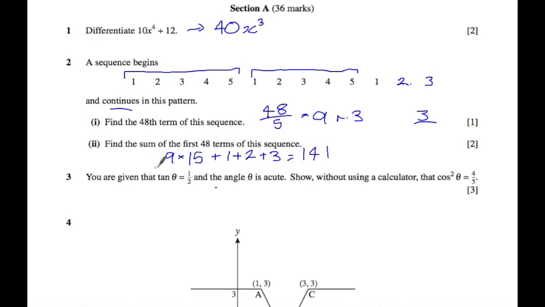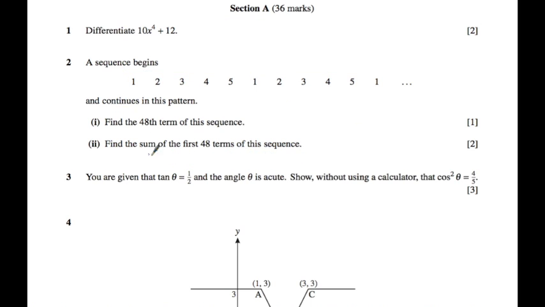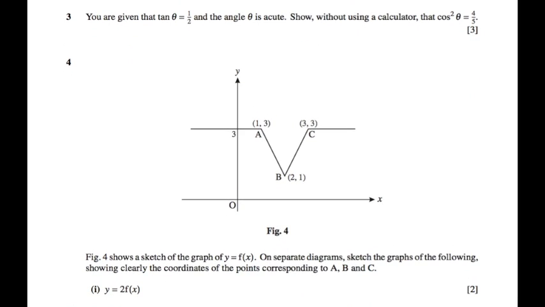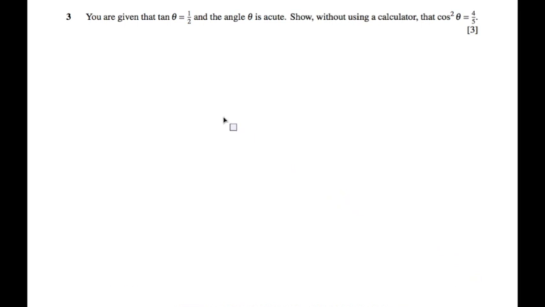Question 3. We're given that tan theta is a half and the angle theta is acute. Show that without using a calculator the cos squared theta is 4/5. I think there's a couple of ways of doing this. One of them is drawing out a triangle, another one is using an identity. So let's do it using a triangle to start.